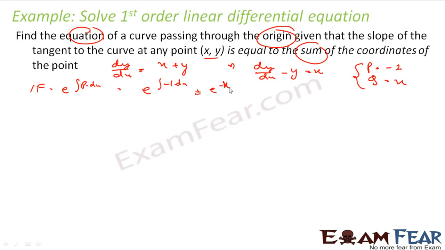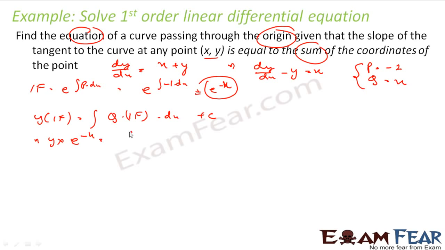That becomes my IF. So my solution is y into IF is equal to integration of q into IF dx plus constant. So I get y into e to the power minus x is equal to integration of q. Q is what? x e to the power minus x dx plus c. This is the equation I have got. Now I have to find the integral of this.